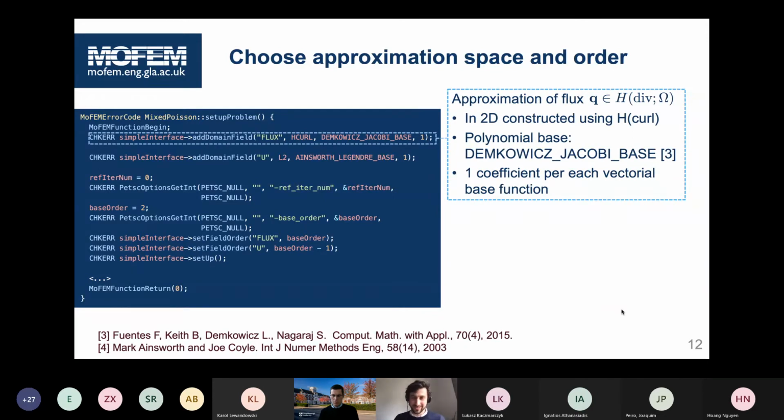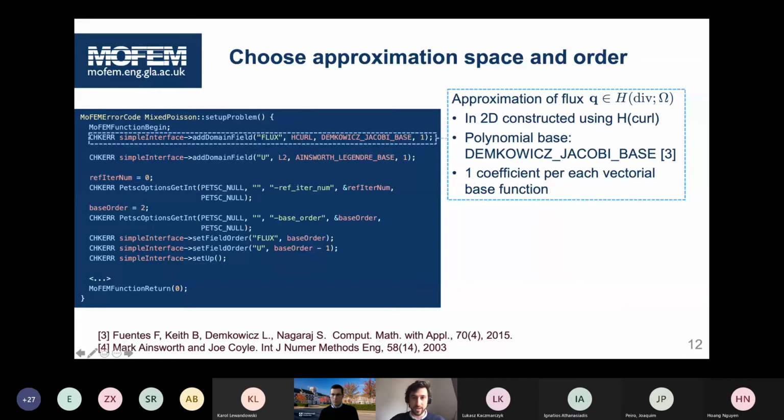So this is not a mistake. Yes, the real space for Q is HDiv, but we use H curl here because, like I was presenting in the beginning, the spaces H curl and HDiv are isomorphic in 2D, and therefore for the 2D case in MoFEM we implemented only H curl, and then the right space HDiv will be obtained after the rotation, which I will discuss in a minute.